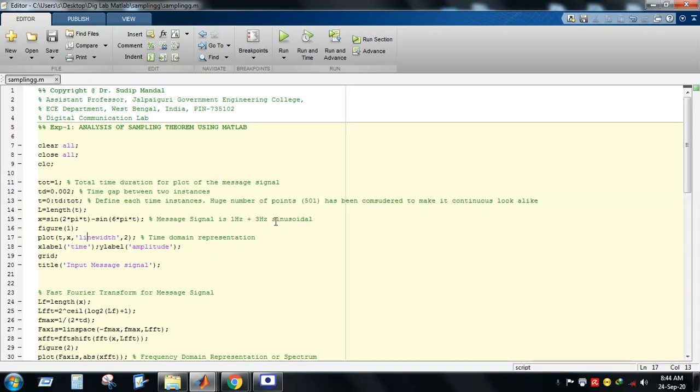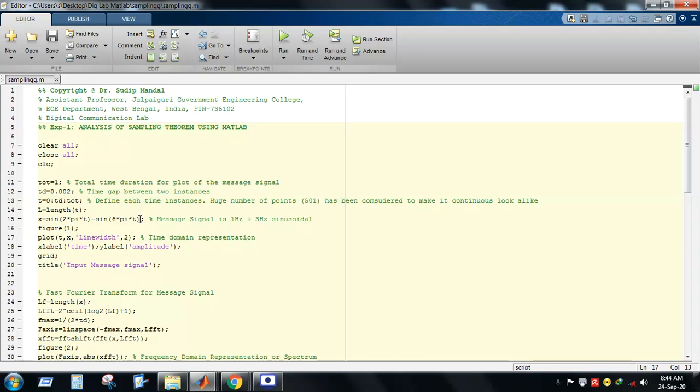So as per the Nyquist theorem, to sample this signal, the minimum required sampling rate is 3 into 2, that is 6 hertz. That means anything above 6 hertz is permissible for us. Okay, so let's see.